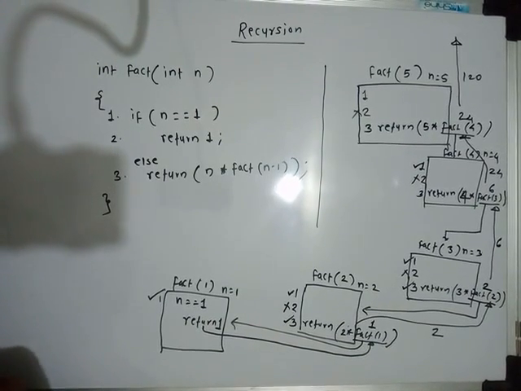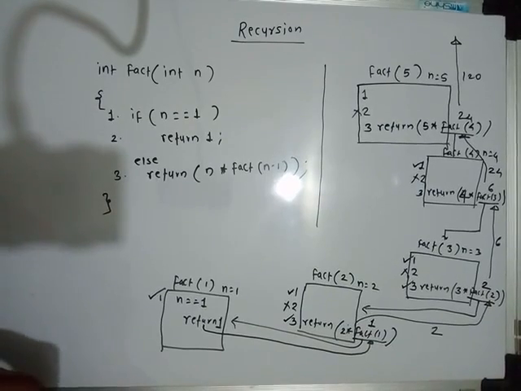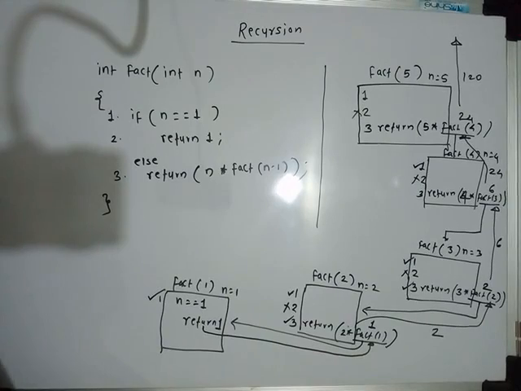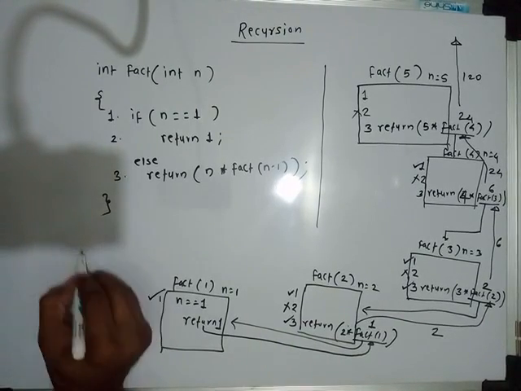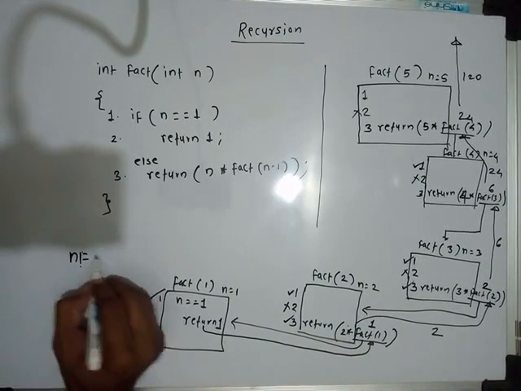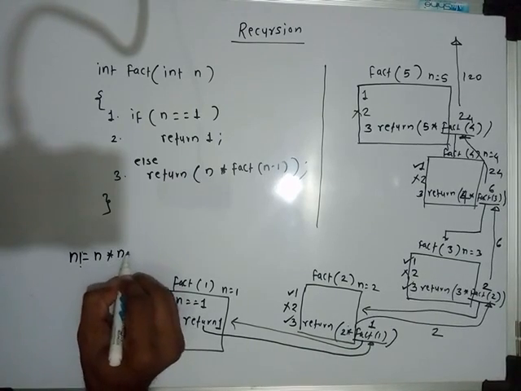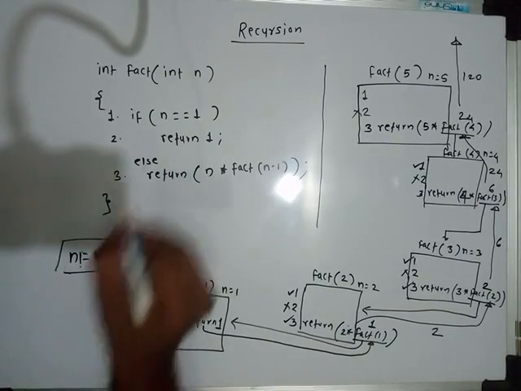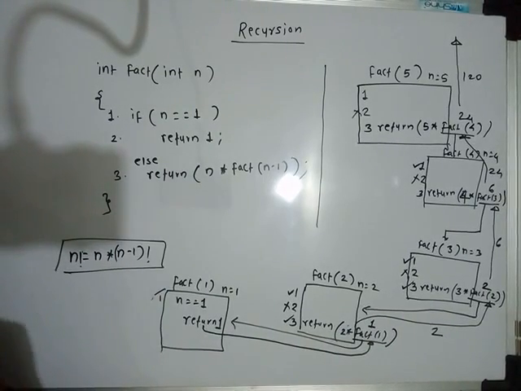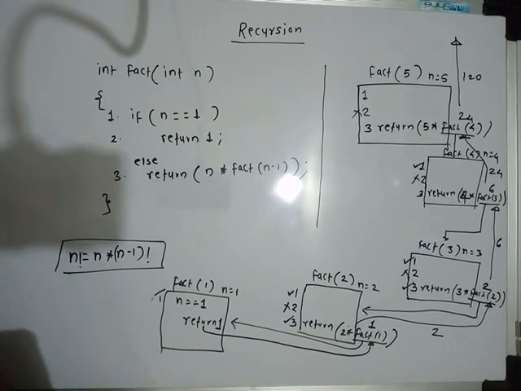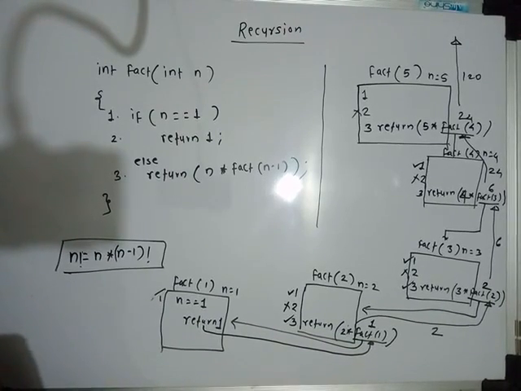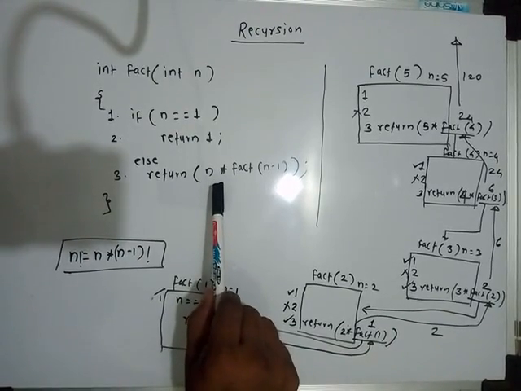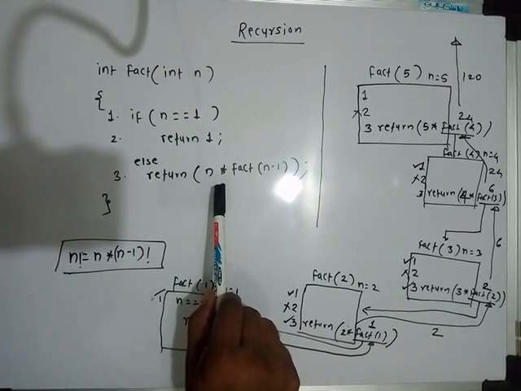Just to summarize what we saw, I have used a formula here: factorial of a number n is equal to n into factorial of n minus 1. This is the formula which we have used here. I know factorial of 1 is 1, so if I am asked to compute the factorial of 1, I'll directly return 1, otherwise I'll use this formula: n into factorial of n minus 1.